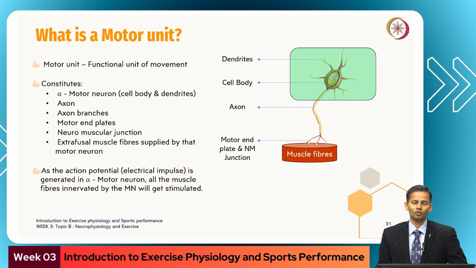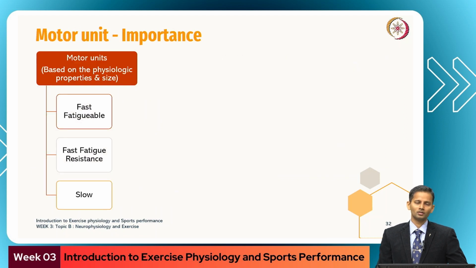So, the action potential, that is the electrical impulse generated in the alpha motor neuron, stimulates all the muscle fibers which are innervated by that motor neuron. The motor units are divided into three types based on their physiological properties and size. They are divided as fast fatigable, fast fatigue resistant and slow.